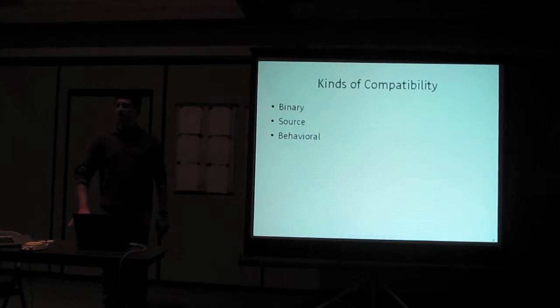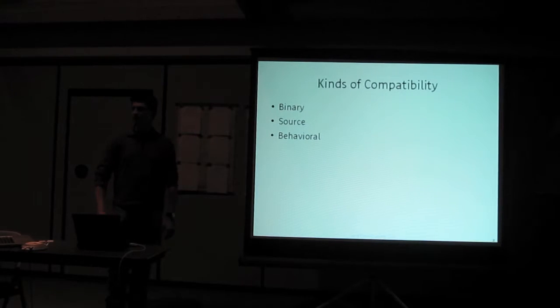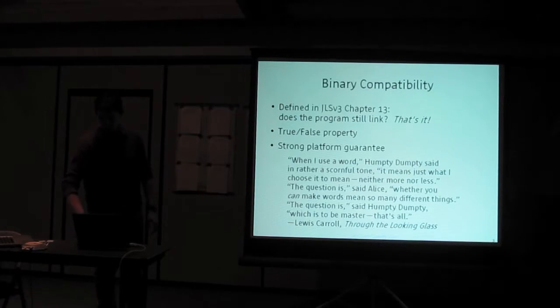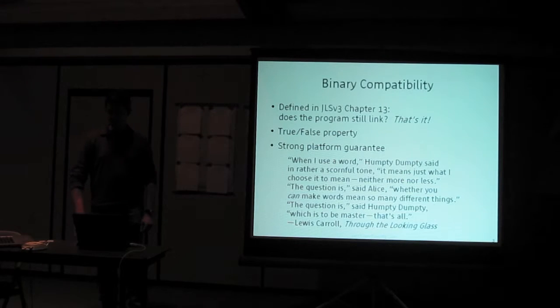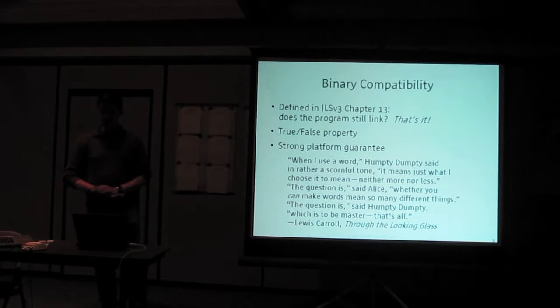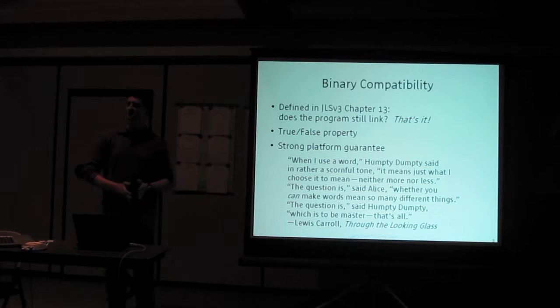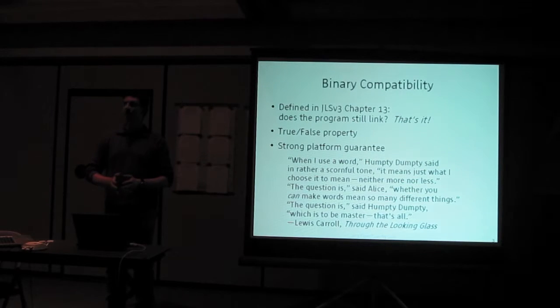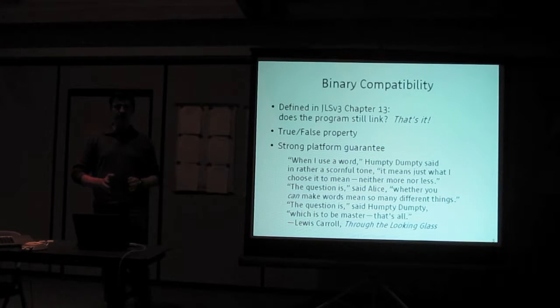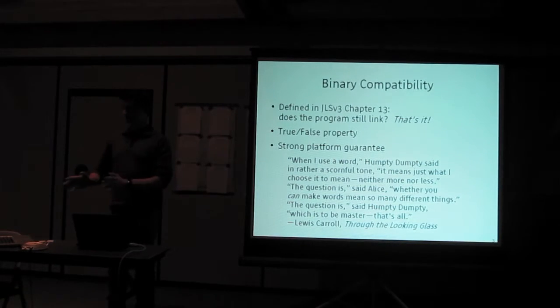So in Java there are three basic kinds of compatibility. There's binary, source, and behavioral. Now binary compatibility is defined by chapter 13 of the Java language specification. Very interesting reading. If you go through this chapter, it explains that if you have an old version of the library, you apply some transformation to get a new version of the library. That transformation is binary compatible if every possible program that linked against the old version of the library continues to link against the new version.